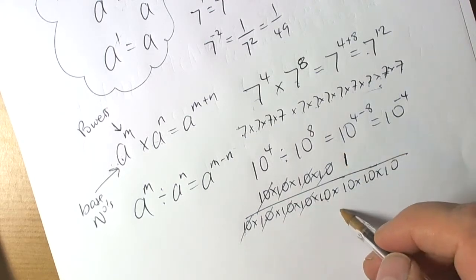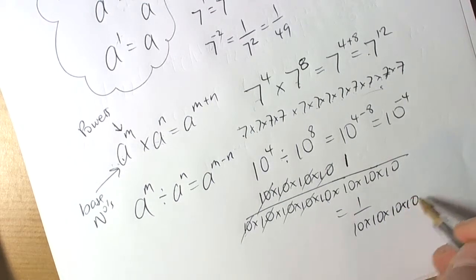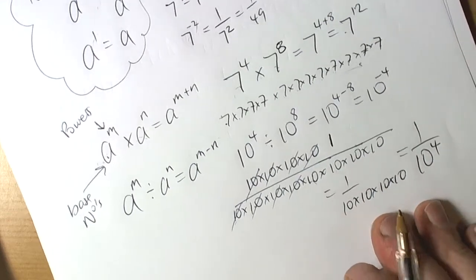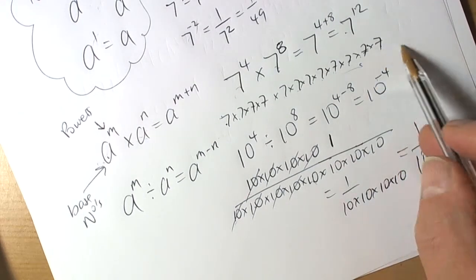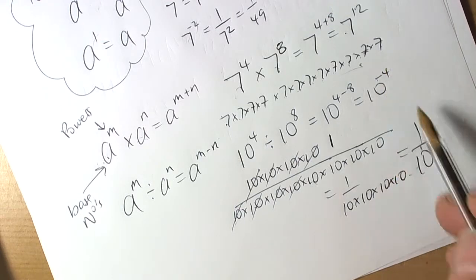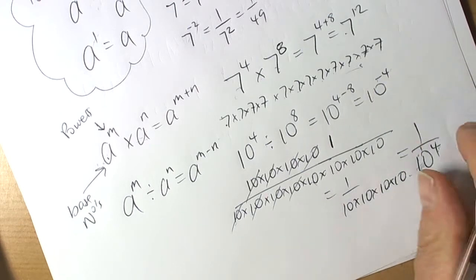And on the bottom, I'm left with 10 times 10 times 10 times 10. Well, that can be written shorter as 10 to the power of 4. So again, notice the negative power, 1 over whatever it was. This has got 10 and a 4 in it, so that's why we got 10 to the power of 4, and the negative is telling us to do 1 over it.